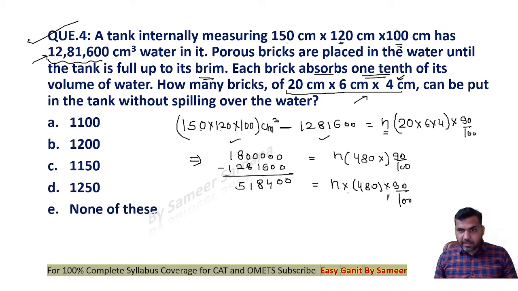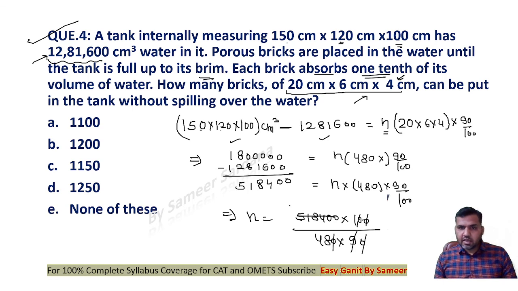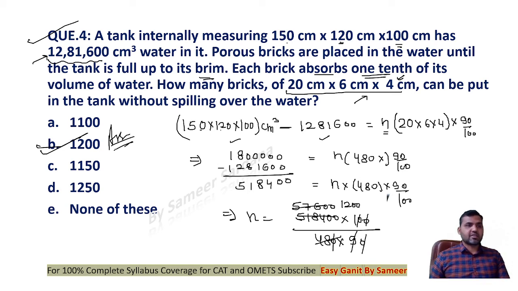Now guys, let's solve this, right? So you can see that n will be equal to 518400 multiplied by 100 divided by 480 into 90. These two zeros will get cancelled. This would be 9 into 5 is 45, 45 6, 9 into 7 is 63 into 6, right? Now you can see that this will cancel out to 1200, right? So the answer of the question would be B option, that is 1200, guys. This is the correct answer of the question. Just a minute.